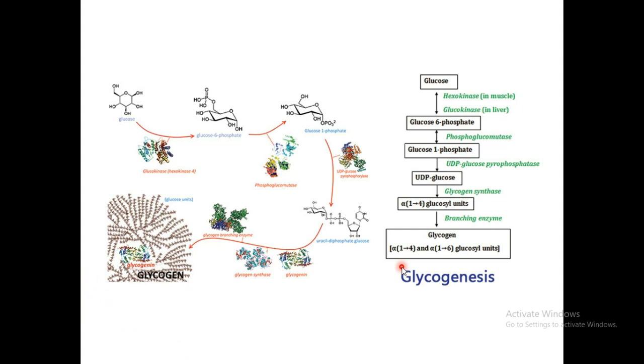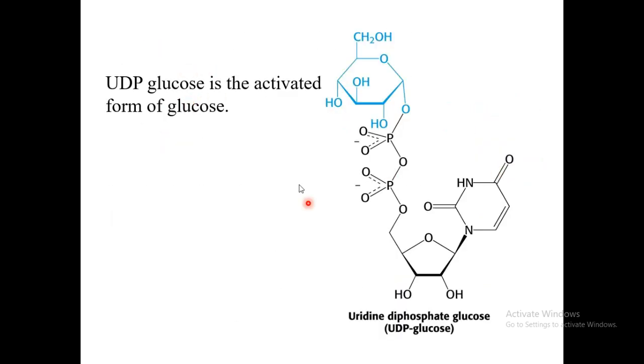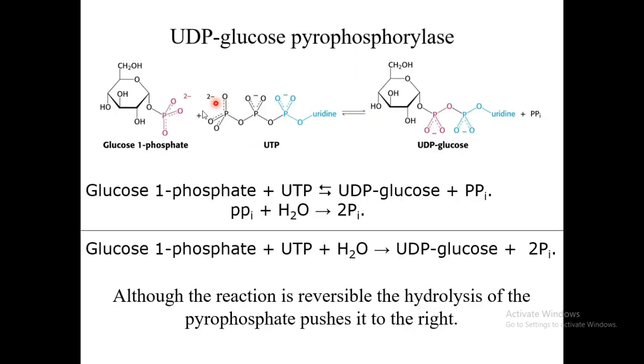Okay. Yeah, so UDP glucose pyrophosphatase is the enzyme responsible for that. What I've said, UDP glucose is the activated form of glucose. Although the reaction is reversible, the hydrolysis of the pyrophosphate pushes it to the right. So this requires an input of energy.